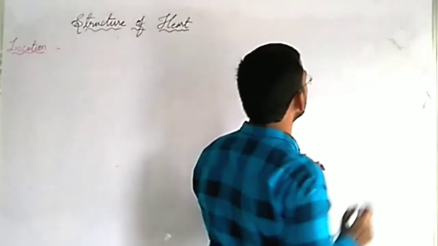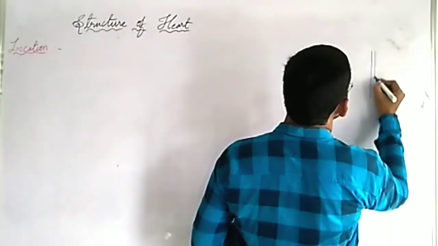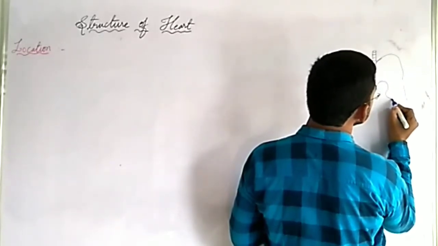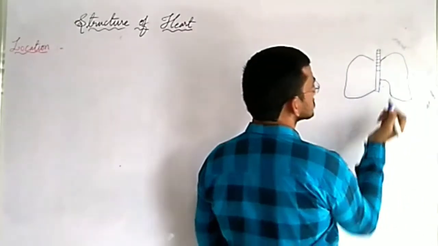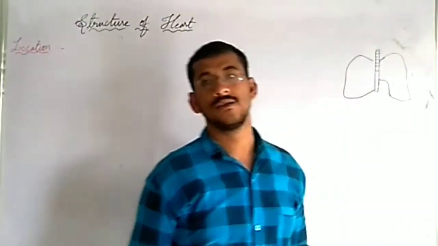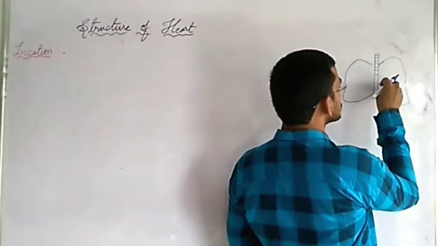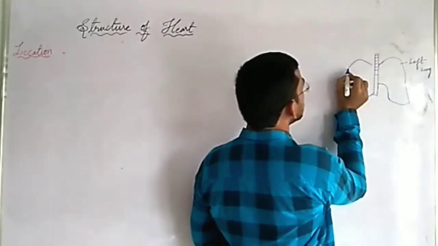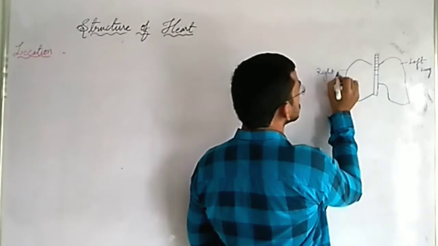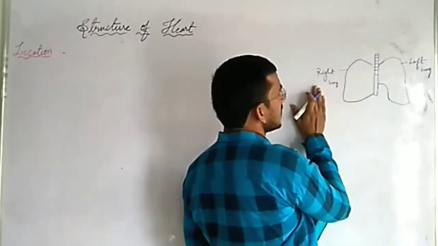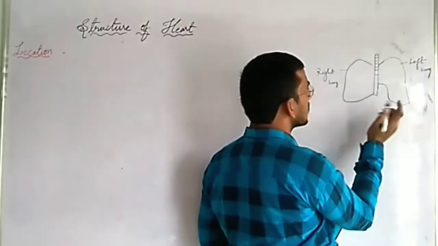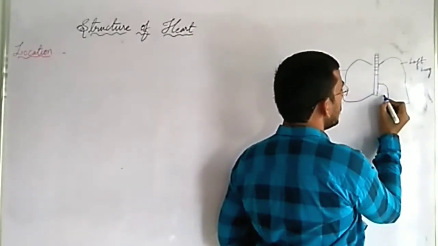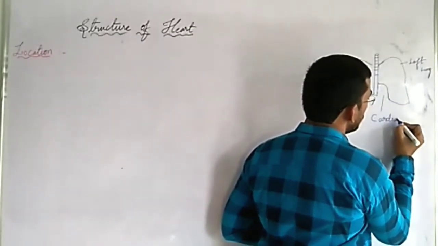First, let me draw the diagram of the lungs. This is a lung, and here we have a notch, a gap. This place is called the cardiac notch. This is a space which is present in the left lung. This is the right lung. So this is the right lung, this is the left lung. In the left lung there is a space for the heart, and the heart fits into this, and this place is called the cardiac notch.